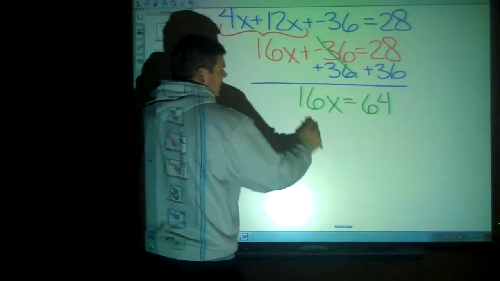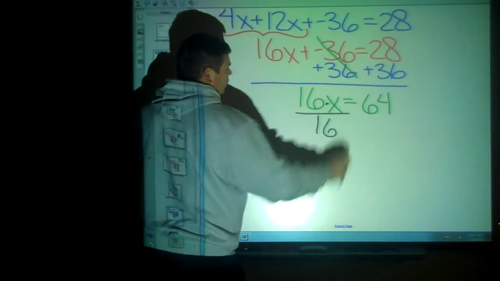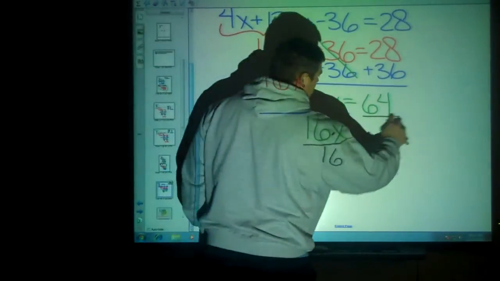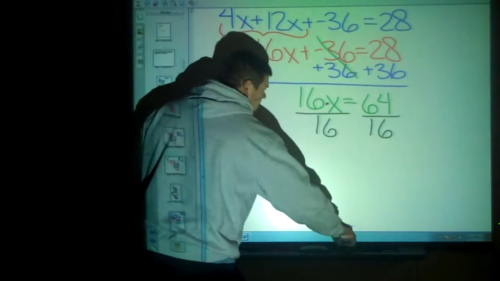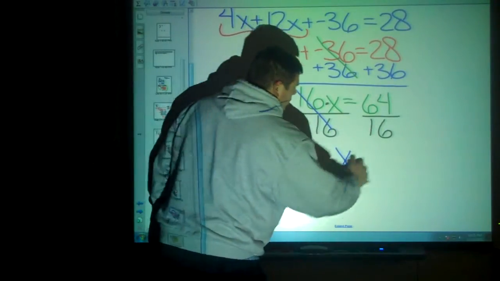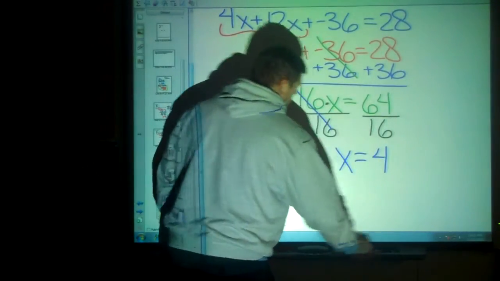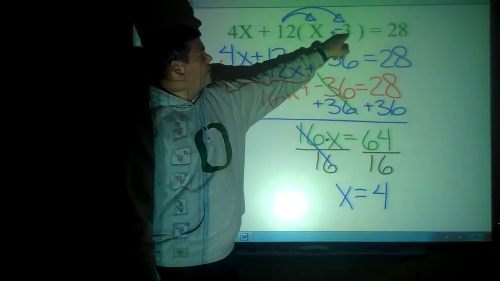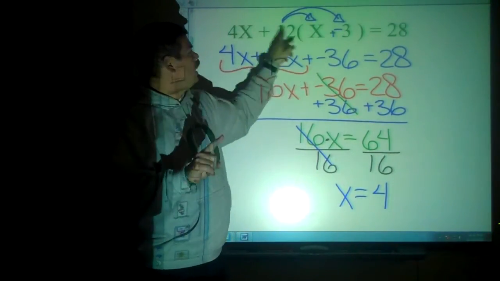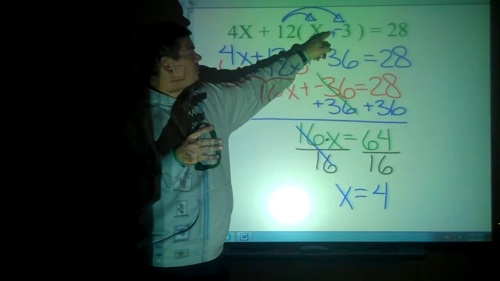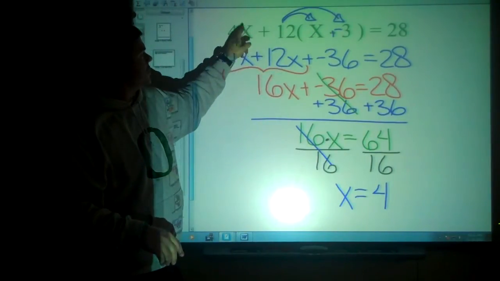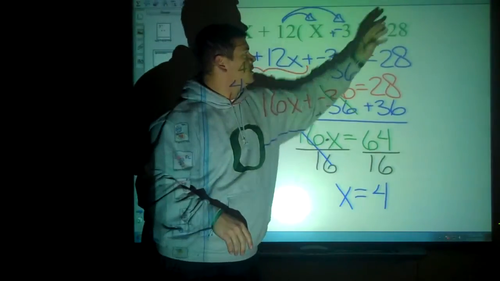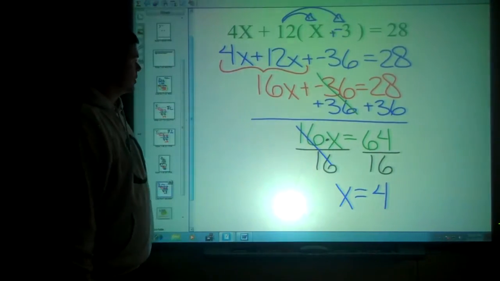My last step is to get x completely alone. The opposite of multiplying by 16 is to divide by 16. Divide both sides by 16, and x is equal to 4. So I get a final answer of 4. If you test it, 4 plus negative 3 is the same as 1. 12 times 1 is 12. 4 times 4 is 16, and 16 plus 12 makes 28. It does work in the original problem.